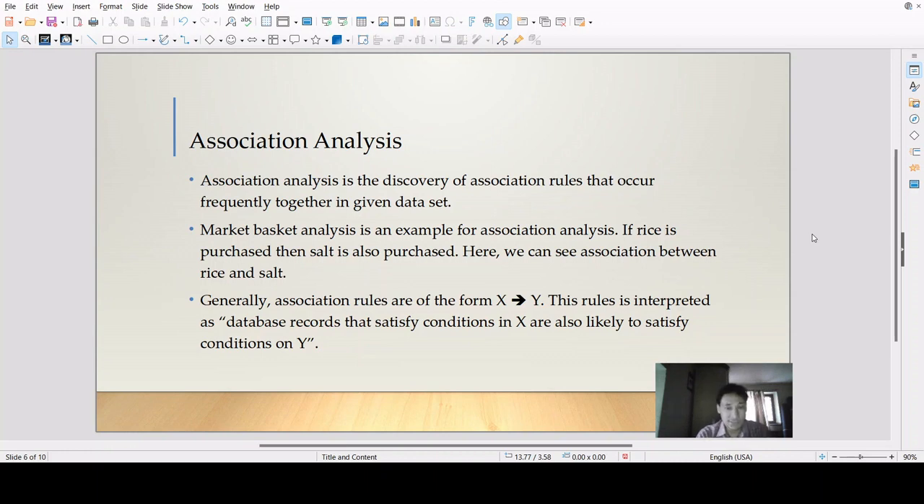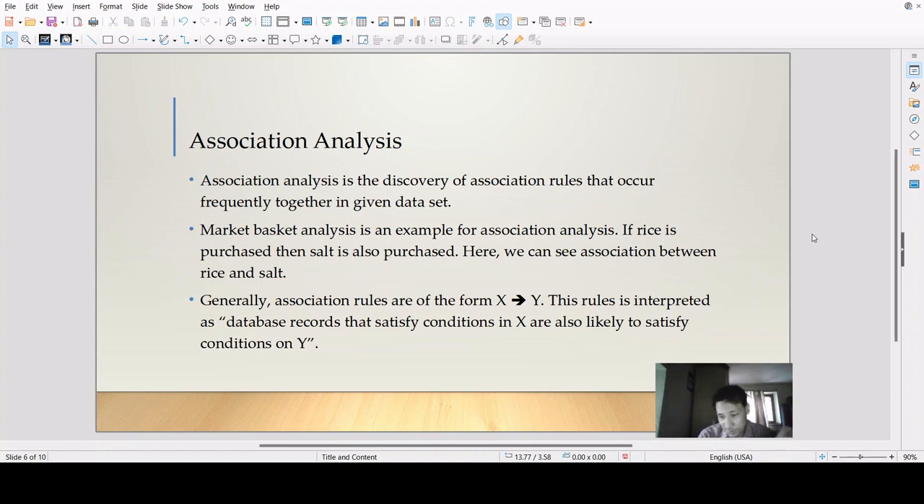Market basket analysis is an example of association analysis. I've already told you, if rice is purchased, then salt is also purchased. So if this is the conclusion from our association analysis, then what we can say is there is an association between salt and rice. Generally, association rules are of the form X implies Y. This rule is interpreted as: database records that satisfy condition X are also likely to satisfy conditions on Y.